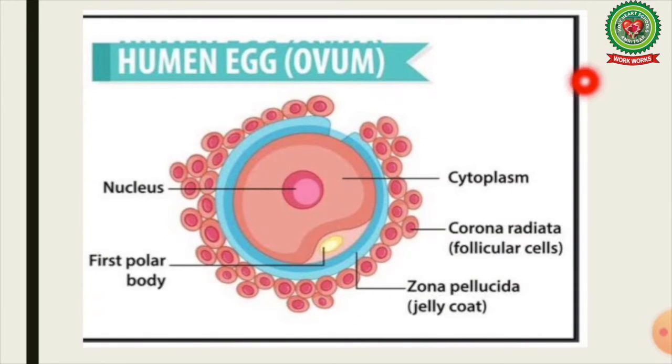Here we can see the structure of human egg or ovum. Nucleus is present. The cytoplasm, here is the follicle cells, the layer of follicle cells forming a corona radiata layer, and inner to it is a jelly coat which is also known as Zona Pellucida, and here is also the presence of first polar body.